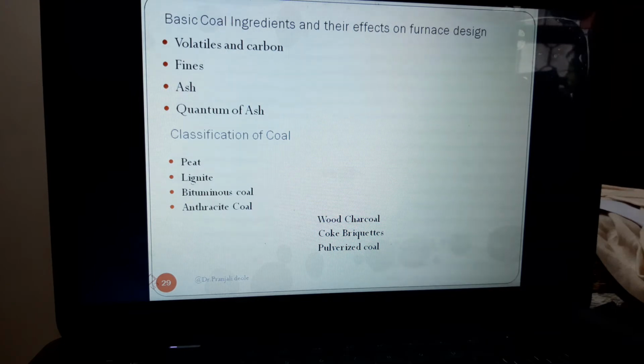Now let us discuss the effect of each of these components. First, let us see what is the effect of volatile and carbon. The percentage of volatile and nature of carbon are mostly responsible for the furnace design. When the coal starts burning on the grate, all the moisture is removed from the coal by the time temperature increases to 300 degrees centigrade. At 400 degrees centigrade, some types of coal mass melt and acquire plastic form.